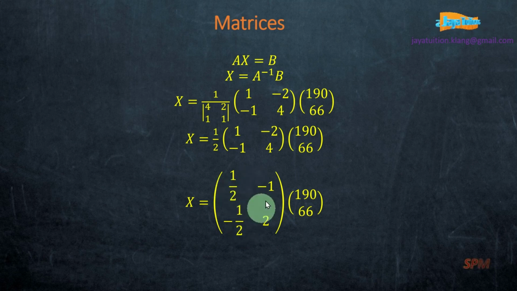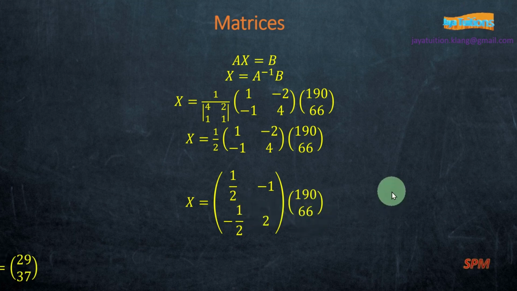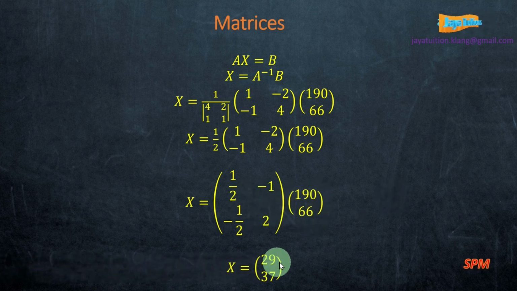Now multiply this matrix with the matrix of 190 and 66. After multiplication, you will get the number of cars as 29 and the number of motorcycles as 37.